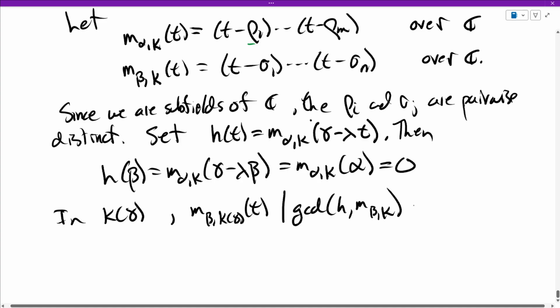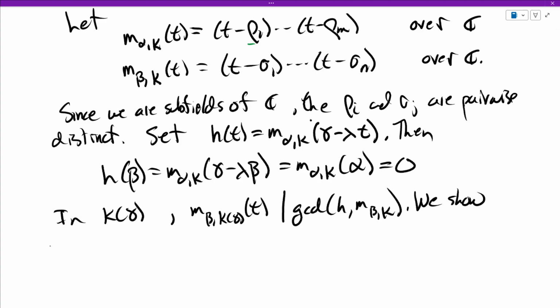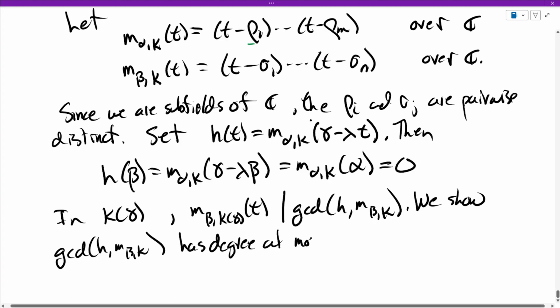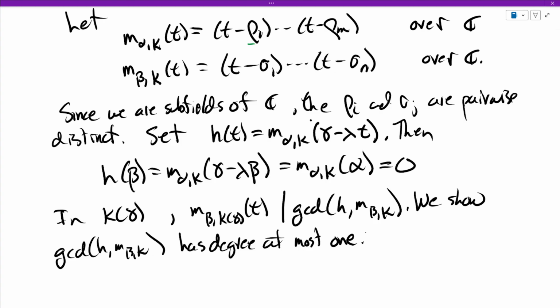It must do that. Okay. Now, what we're going to show is that the GCD of h and m beta k has degree at most 1. So it cannot have degree bigger than 1. And if it has degree at most 1, well, the minimal polynomial divides it. This is degree 1, therefore degree at most 1, but it has to be at least 1, so therefore this is degree 1. So this will finish the proof.